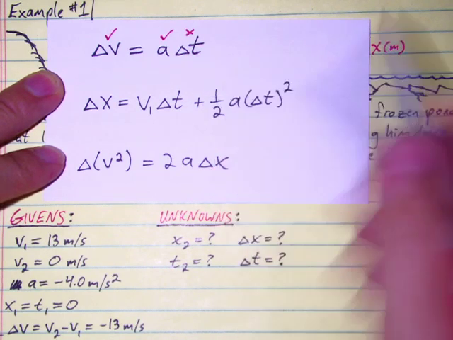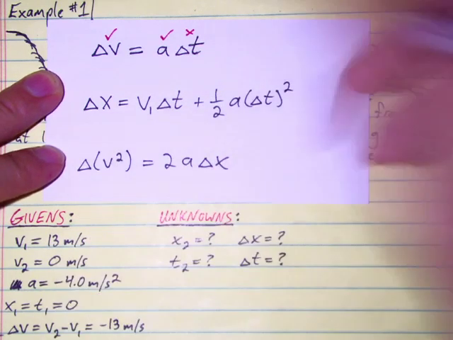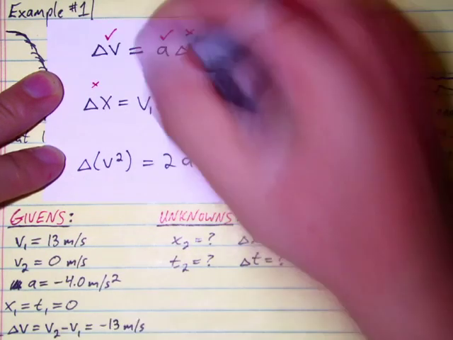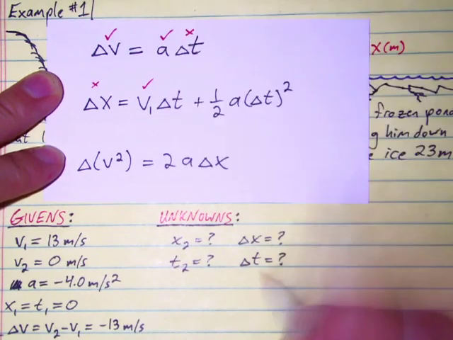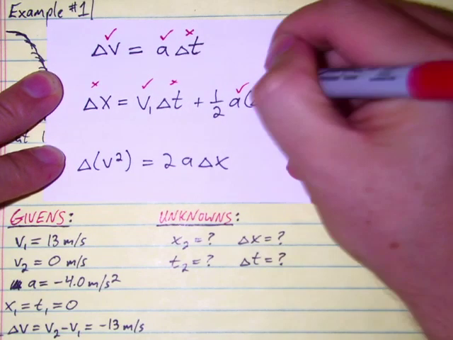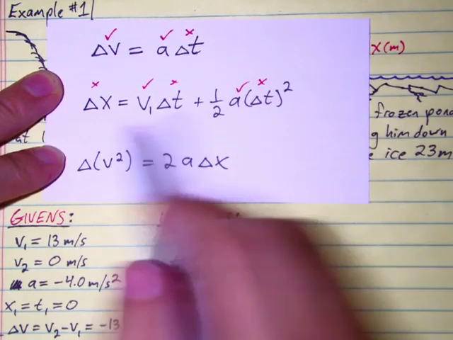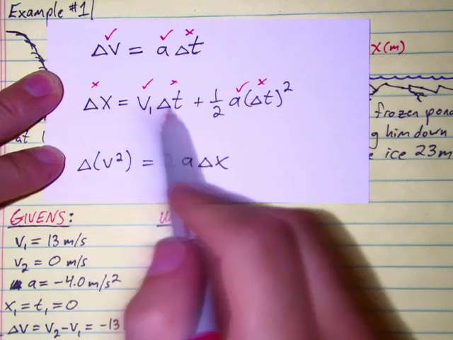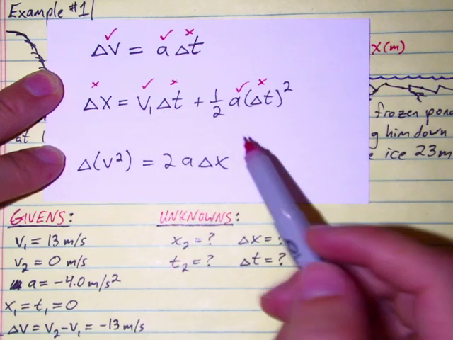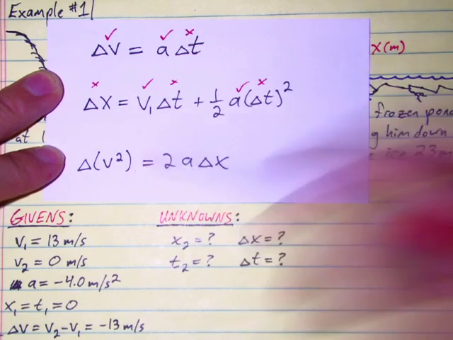But let's keep going. Let's look at this next equation. Do I know delta x? No, it's unknown. Do I know the initial velocity? Yes, I do. Do I know the change in time? No. Do I know the acceleration? Yes. Do I know the change in time? No. All right, looking at this equation, I have 2 unknowns in this equation. Therefore, I can't solve it. If there's more than one unknown, not solvable. Can't use this one.